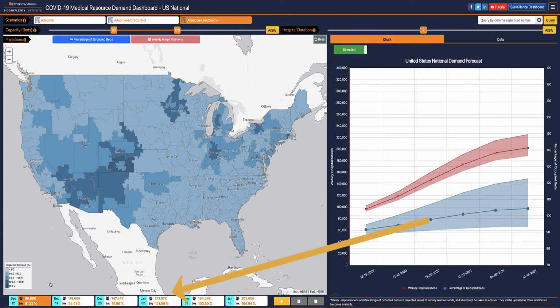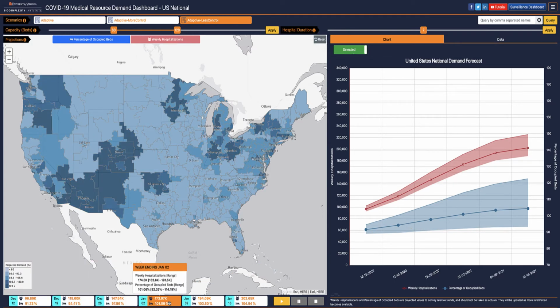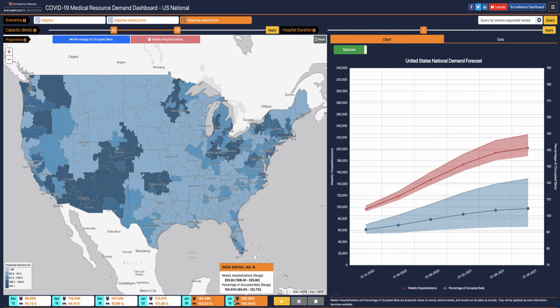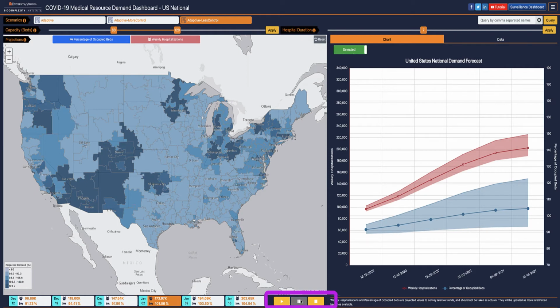The timeline serves 2 purposes. It allows people to see at a glance what the median weekly hospitalizations and percentage of occupied beds are projected to be for the selected area on the map, but it also allows you to select different weeks to display on the map. It includes a movie feature that allows you to watch how conditions are likely to change over the next 6 weeks. You can pause or stop the playback at any time. Note that the chart and the timeline are synchronized to the selected region on the map.